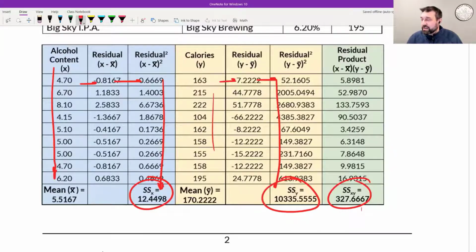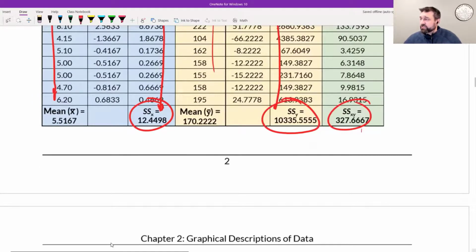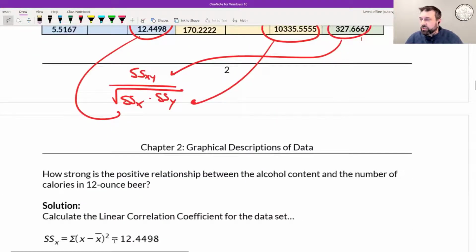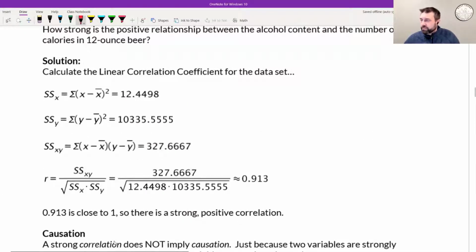Now we're going to take SSXY. We're going to divide it by the square root of SSX times SSY. So you take this number, you put it here. You take this number, put it here. This number, put it here. Plug it into a magic calculator, and out pops this value. That is the correlation coefficient for our alcohol and calorie information from the beers that we looked at, okay?